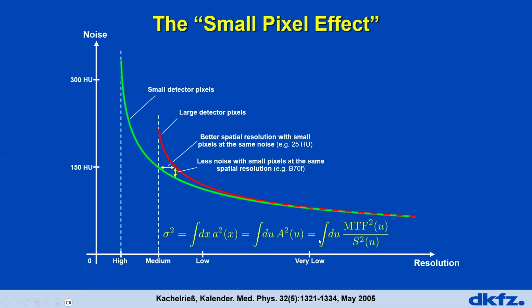Again, we here see the spatial resolution on the x-axis. So left is a very high spatial resolution, and right is a very low spatial resolution, and the y-axis shows image noise. And in red, again, the detector with very large detector pixels, and in green, the photon-counting detector with smaller detector pixels. And according to this equation, we find that basically the detector with smaller detector pixels will always result in a lower image noise when reconstructed to the same spatial resolution as the detector with larger pixels.